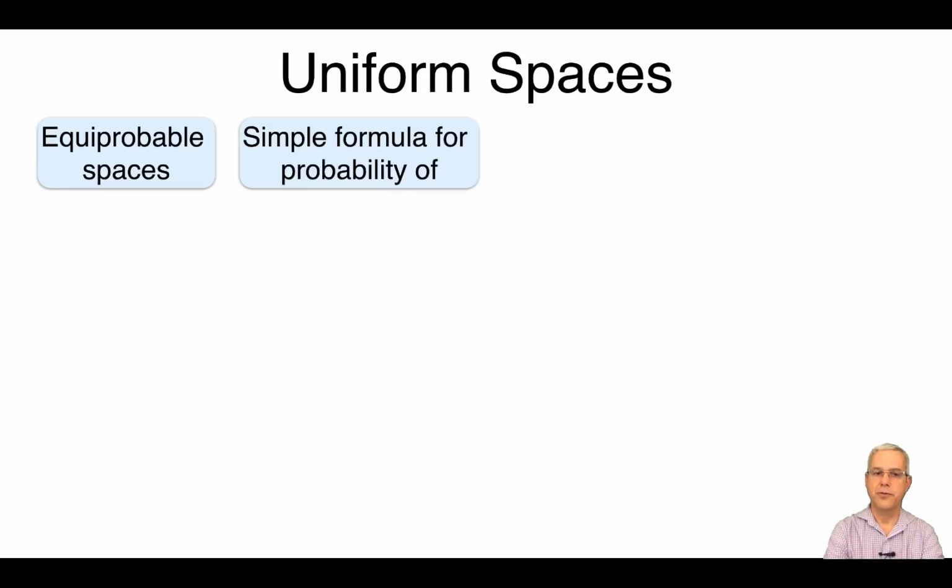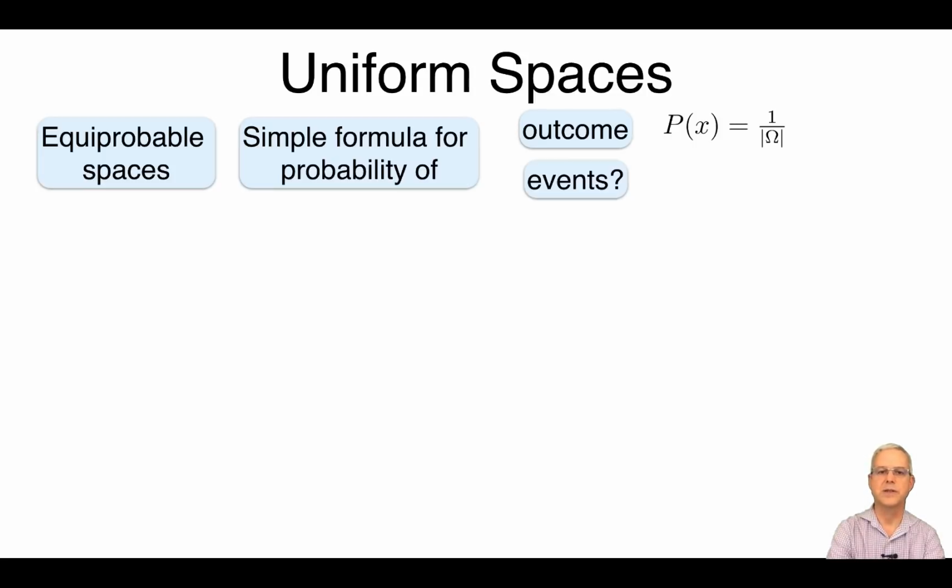And for these spaces, we had a simple formula for the probability of an outcome, right? It was just 1 over the size of the space, since the probability of any outcome x is the same. And the question is whether we can have a simple formula for the probability of an event. And the answer is yes, because the probability of an event in an equiprobable space is, as we saw, just the summation of all element probabilities, for all elements in E, in the event.